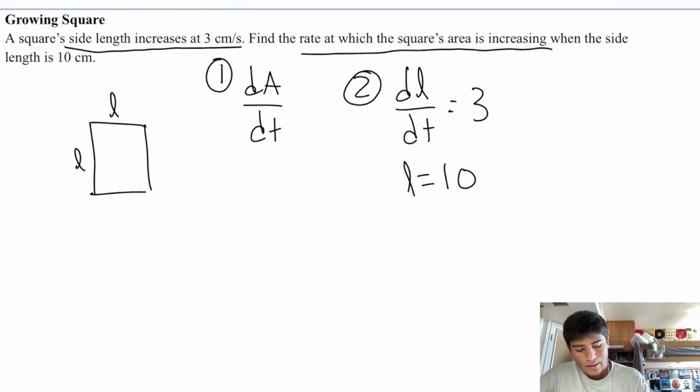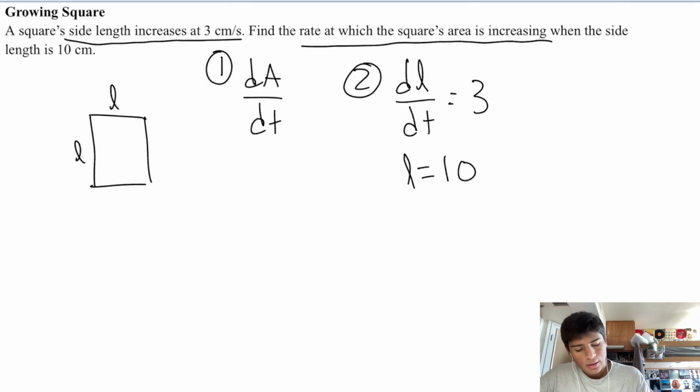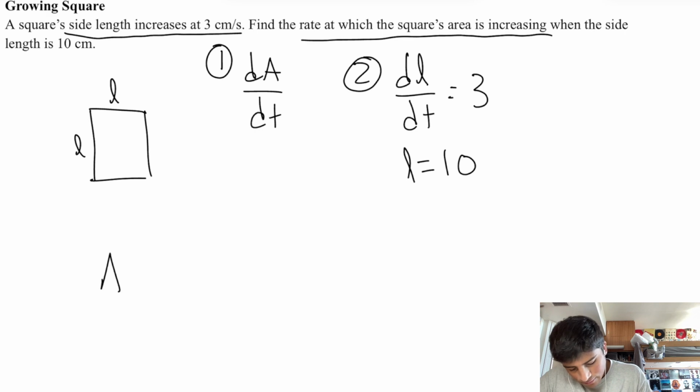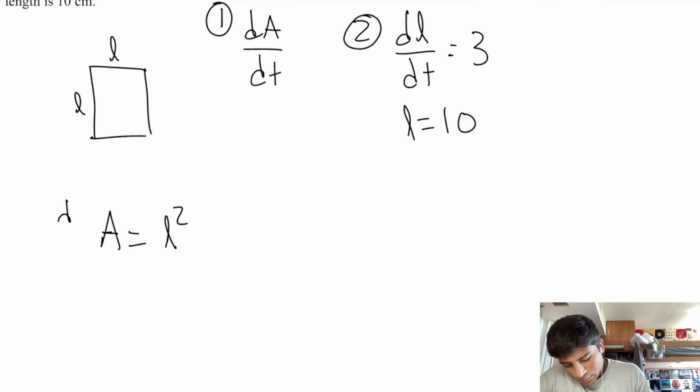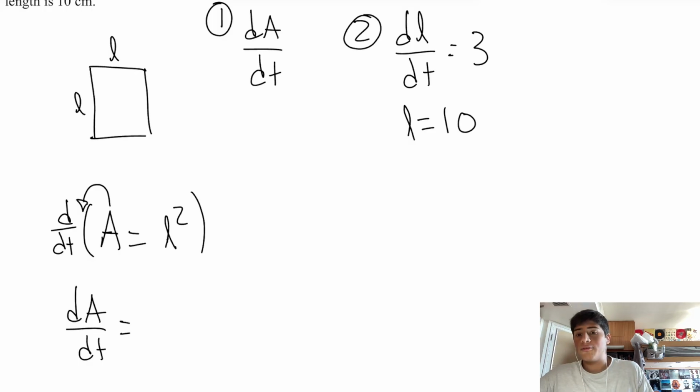Okay. Now what is our equation to relate these two things? Well, A equals L squared, just the area of a square. And we differentiate this with respect to time. Bring the A out, dA over dt. And then, like we've been doing, you can look back if you're still confused about this part, but I'm just going to go through it.